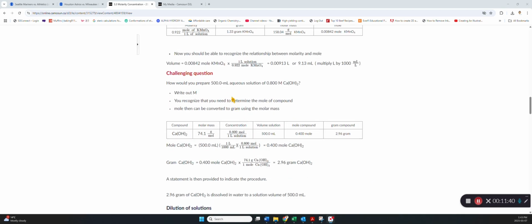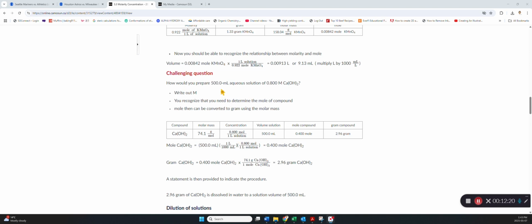Okay, here's a challenging question. How would you prepare 500 mL of aqueous solution of 0.8 moles per liter calcium hydroxide? This is kind of tough, but we'll write out the value of M, which is moles per liter. So the compound, I put this in the table, calcium hydroxide, you have the molar mass of calcium hydroxide because molar mass is where you have grams per mole, which will help you convert moles into grams. Concentration, we wrote it in full right here, is 0.8 moles of calcium hydroxide in 1 liter of solution.